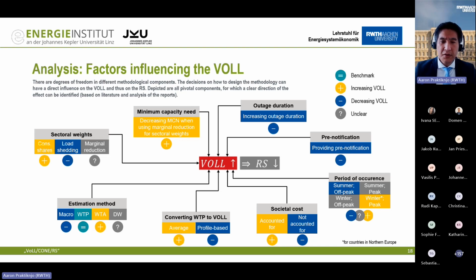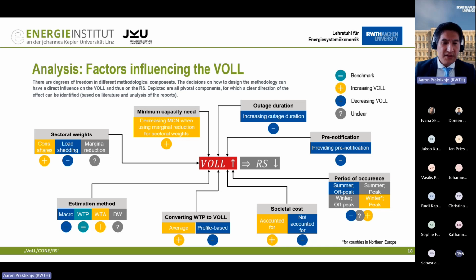Then the pre-notification. If there is a pre-notification, then the value of lost load is bound to be lower, because of course, if the consumer has a chance to prepare against a looming power interruption, then the economic damage might be lower. Then the period of occurrence makes quite a difference. In the summer season, maybe also during off-peak hours, so in a summer night, the value of lost load is maybe not that high compared to the evening hours during winter.